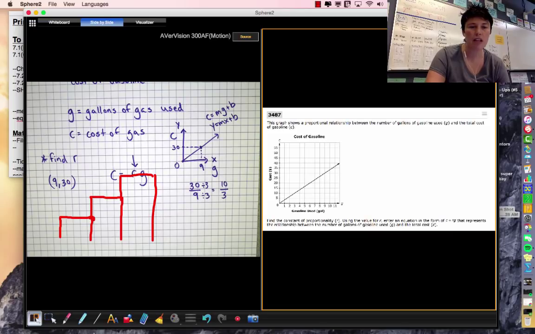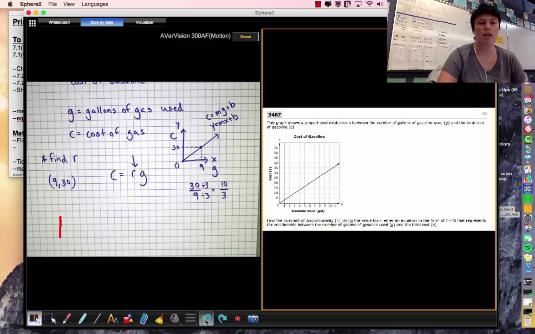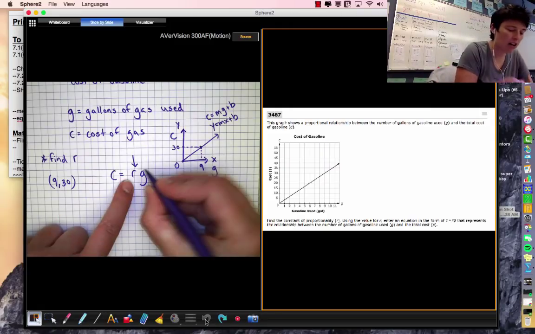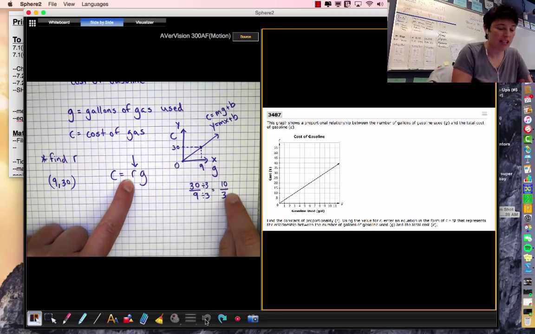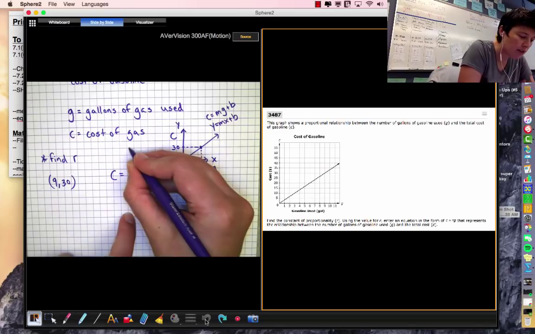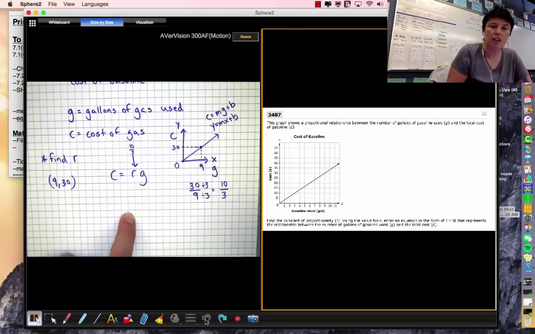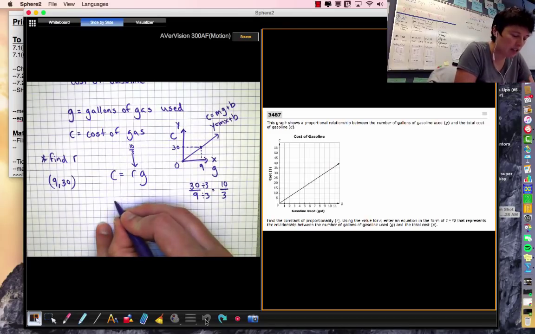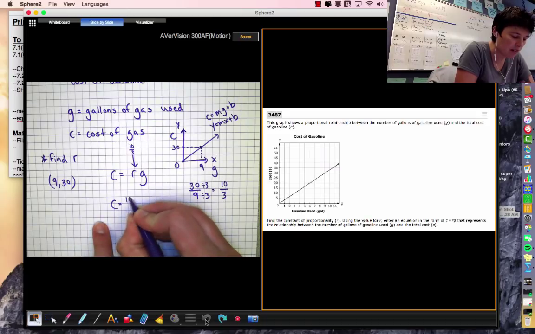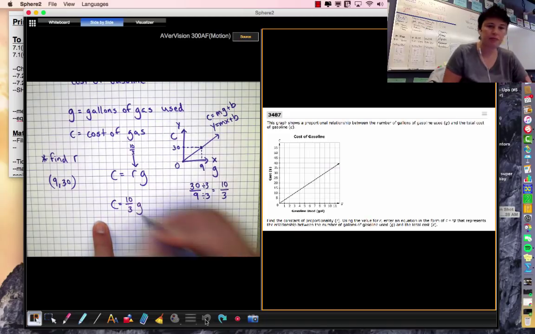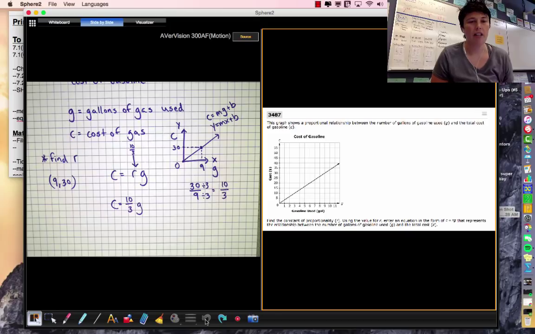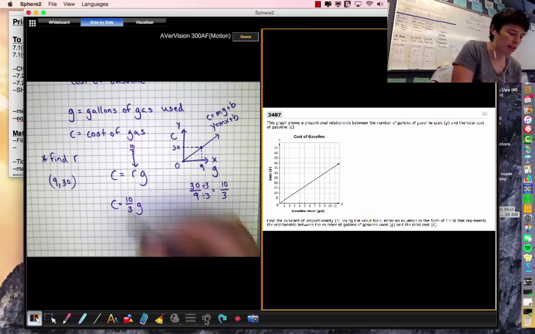So now what can I write down? Well, I think I'm ready to get my answer, to be honest. This is going to be my answer. If my R value is, what's my growth? It's 10/3. So my R value is 10/3. Then I already know my equation. It is C equals 10/3 G. And that's it. There's nothing more I can do. So when I go to type in my answer, I'm going to type in C equals 10/3 G. And that'll be it. So I better box that.